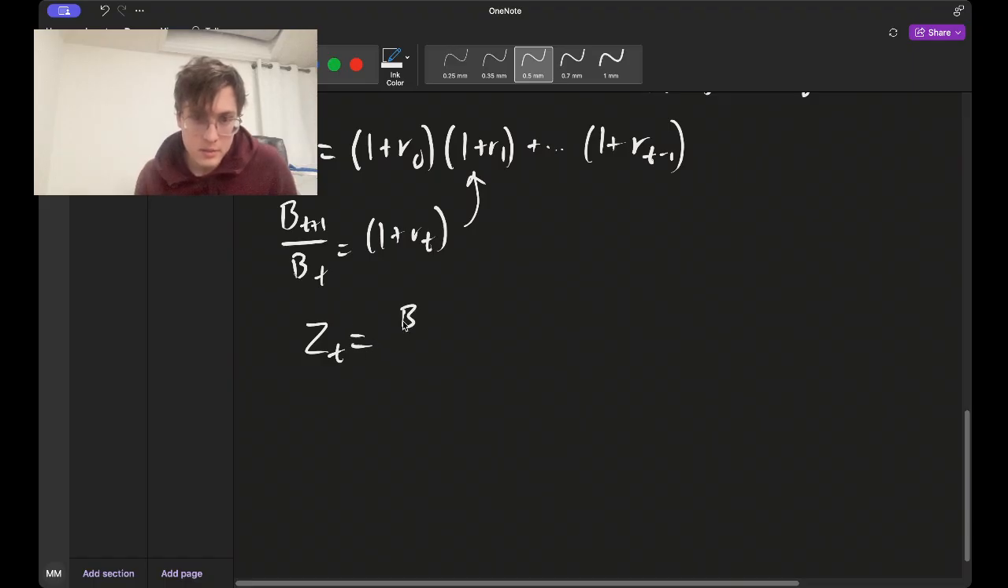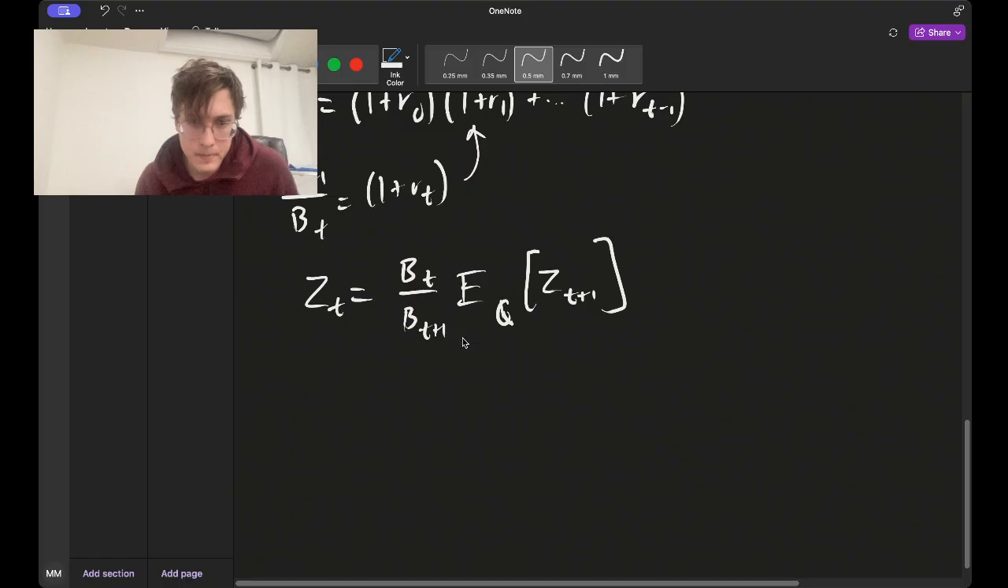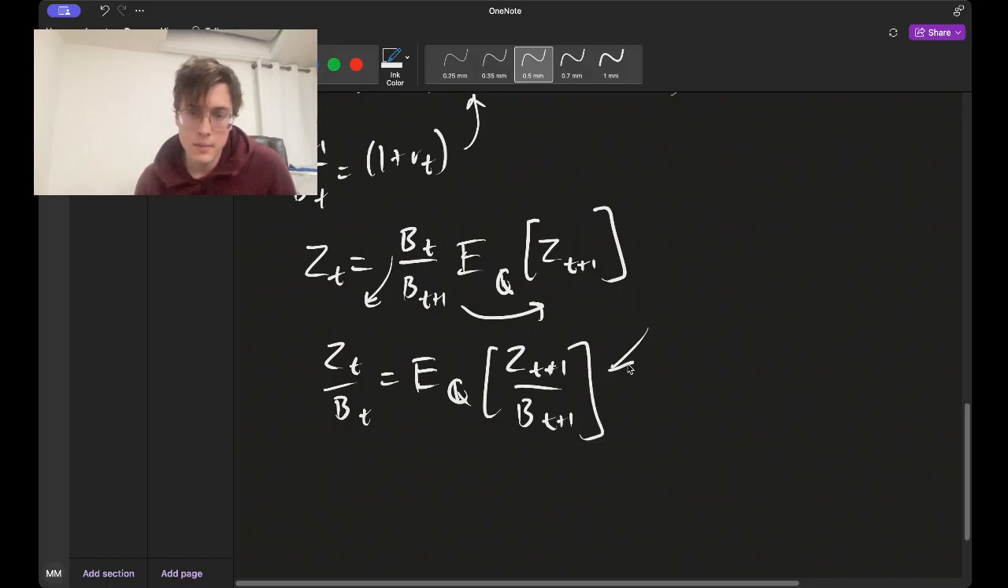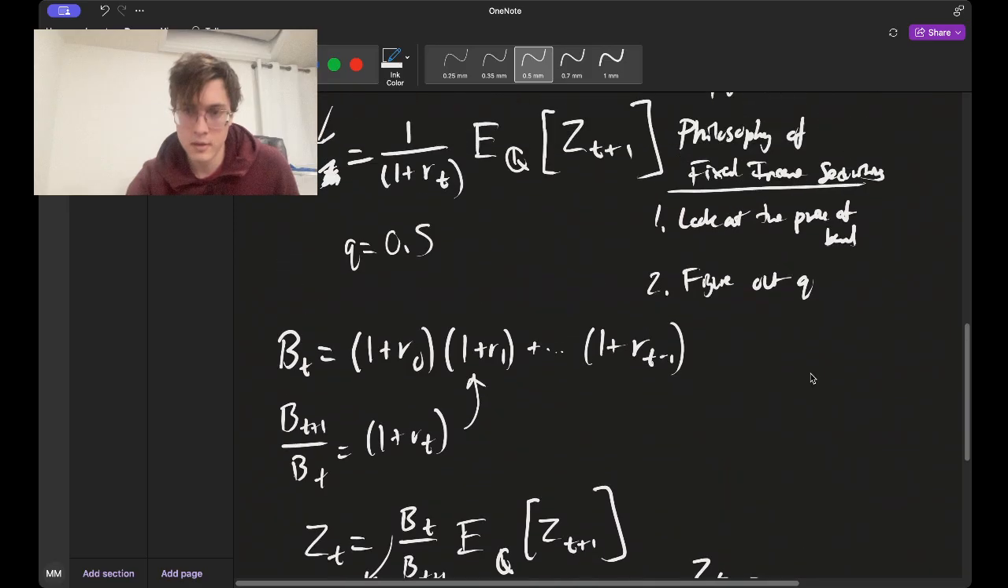We get ZT is equal to BT over BT plus 1, and then, as usual, the expected value according to risk neutral probabilities of ZT plus 1. Okay. So then we're just going to move this inside, we're going to move this back, and we end up with ZT over BT is the expected value according to risk neutral probabilities of ZT plus 1 over BT plus 1. And I think based off of this information, we can conclude that ZT over BT is a martingale. I don't think this was said in the lecture, but I will just say it.